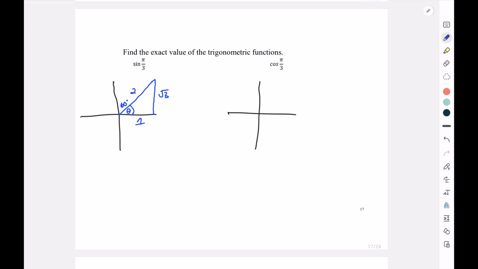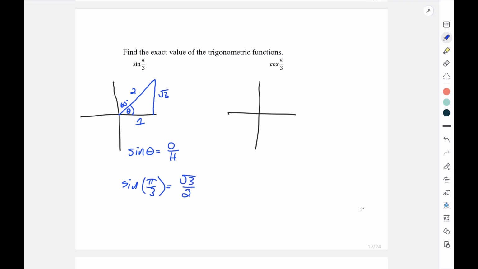And we know that we're in quadrant 1, so everything is positive. Remember that sine of theta is equal to opposite over hypotenuse. If we look at our theta, we want opposite over hypotenuse, and we can get our exact value. So sine of pi over 3 is equal to square root 3 over 2.